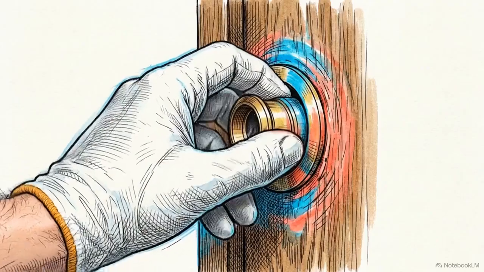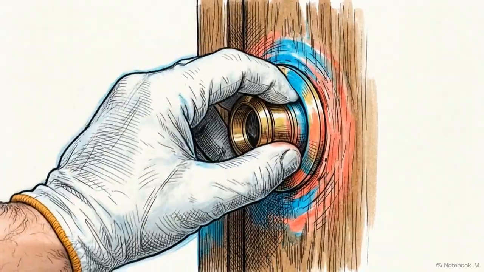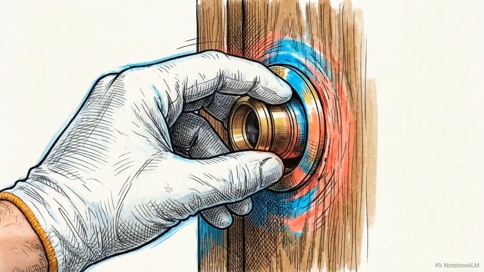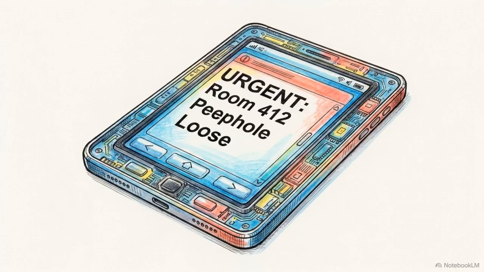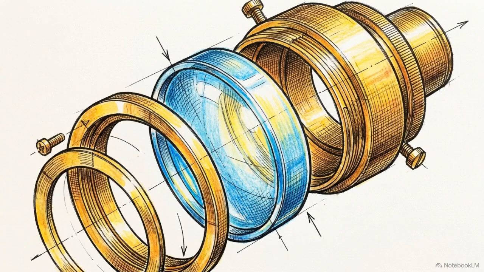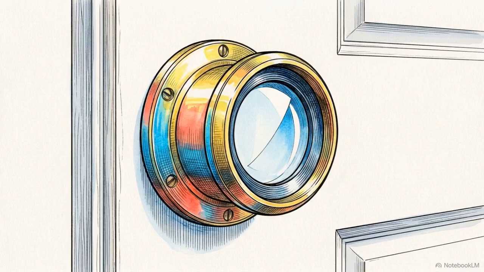During a standard room clean, attendants also check the hardware's physical stability. If the housing feels loose or shows signs of tampering, it must be reported to the engineering department immediately. Your security relies as much on the daily discipline of a housekeeper with a microfiber cloth as it does on the engineering of the lens itself. A clean, properly maintained peephole is a clear indicator that a hotel is following its security protocols.